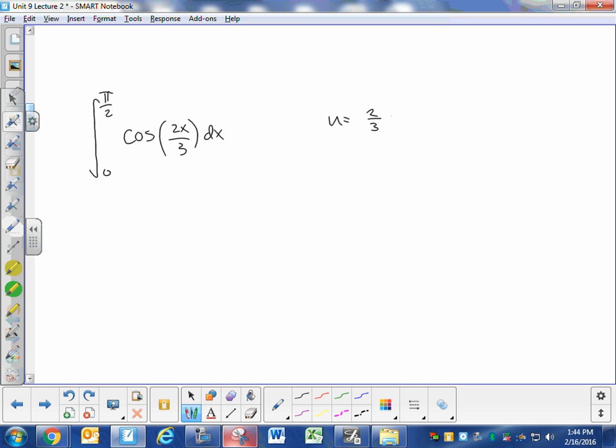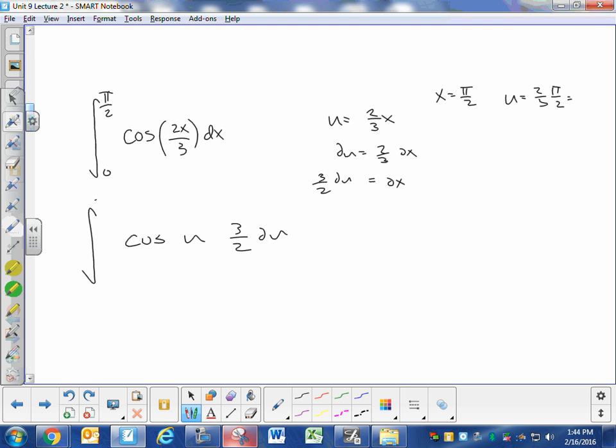I'd set u equal to that 2/3 x, du is equal to 2/3 dx, dx is equal to 3/2 du. Now here we go. If I use a new integral, I'll have cosine of u, 3/2 du, but let's see what our x's change to be. If x is pi over 2, I plug in pi over 2, I get a u that is equal to 2/3 pi over 2, which is pi over 3. And if I have an x that is 0, my u is equal to just 0. So this changes to 0 and pi over 3.